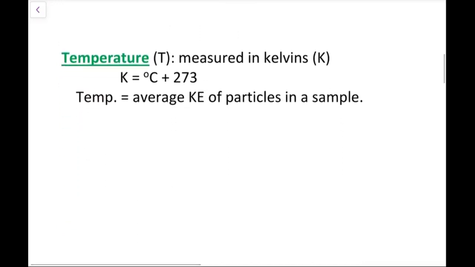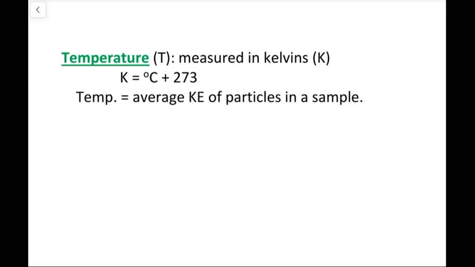Temperature. Temperature is a lot of times misunderstood. Temperature, which gets the symbol T, is measured in kelvins. We do sometimes measure in degrees Celsius, but usually for gases, for gas laws, we have to convert to kelvins. And the reason for that is kelvins measure absolute temperature. Well, first of all, let's define temperature. It's an average. It's the average of the kinetic energies of the particles in a sample.